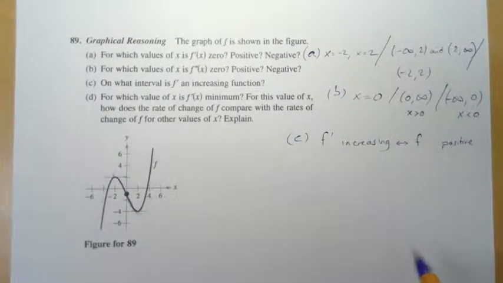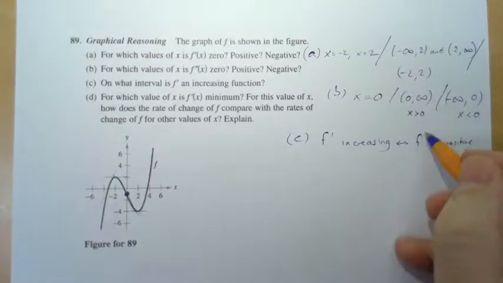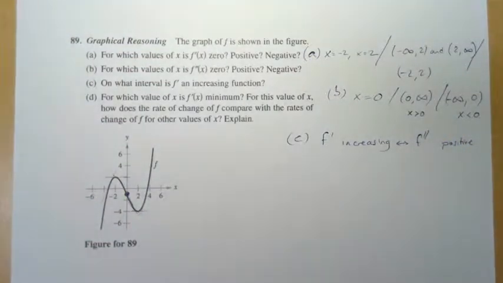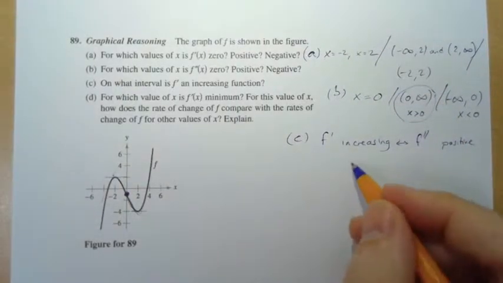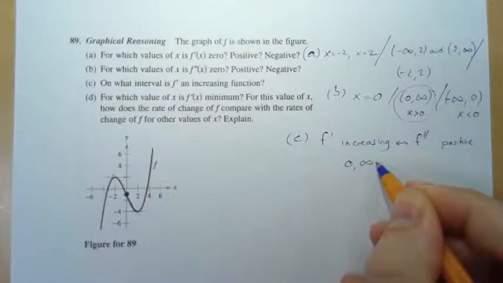So what is its derivative? The derivative of f prime is f double prime. So now we have a question that is easier to answer. When is f double prime positive? It is the same as what we had here. So we can say between 0 and infinity.